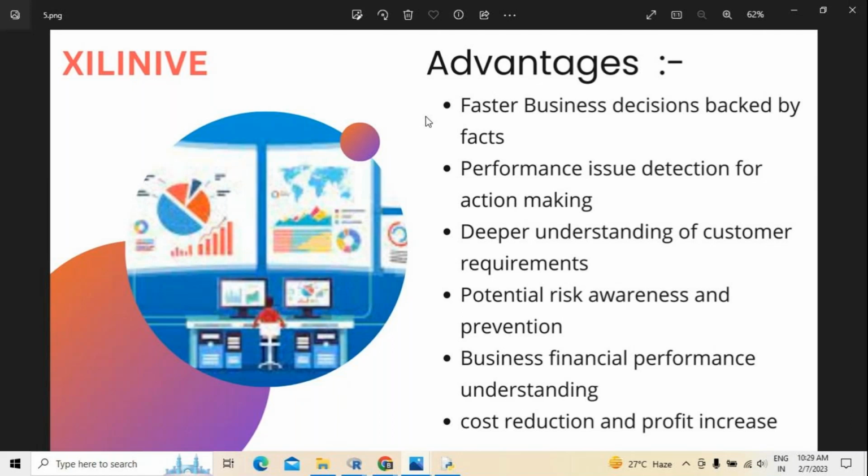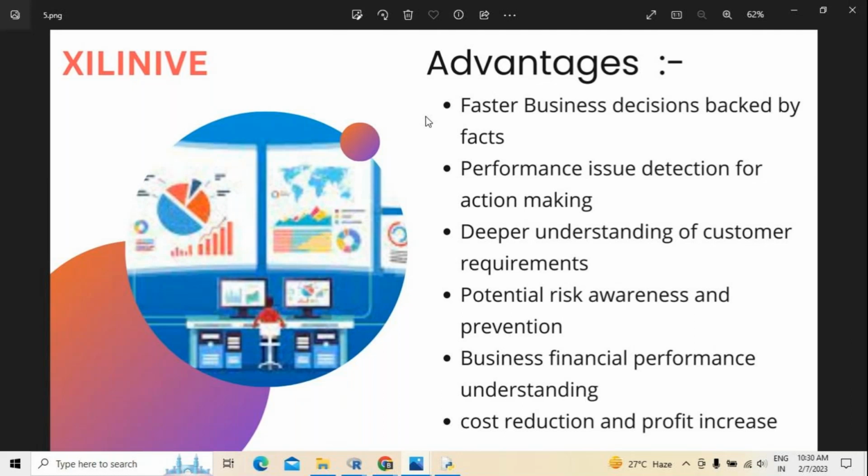Next is business financial performance understanding, right? Business financial performance understanding means if you would like to know about the performance of the business. What financial performance understandings we have is what we need to know here. How the business performance is happening. You should know about the health of the business, which comes under financial performance understanding.